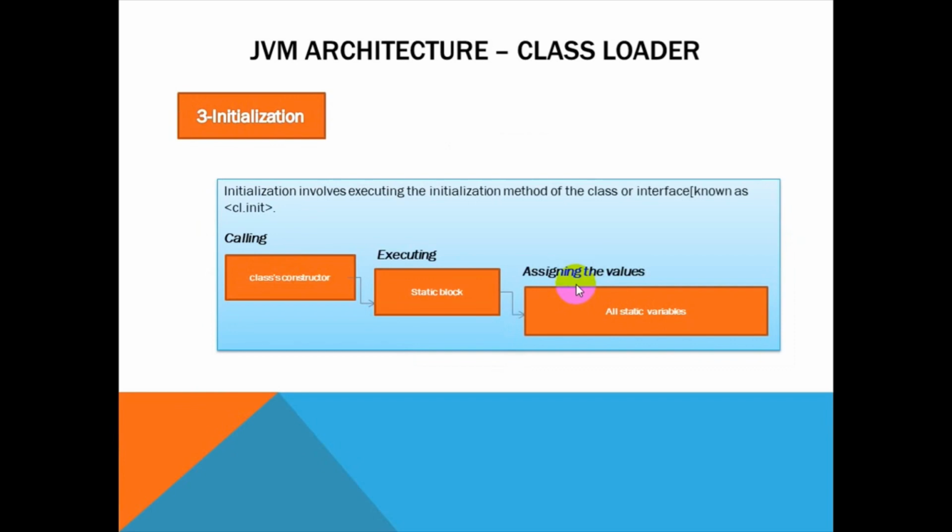Initialization involves executing the initialization method of a class or interface, known as clinit. This can include calling the class constructor, executing the static block, and assigning the values to all the static variables. This is the final stage of class loading. For example, when we declare the variable enabled in the previous example, it was set to its default value false during the preparation phase. In the initialization, the variable is actually assigned true.